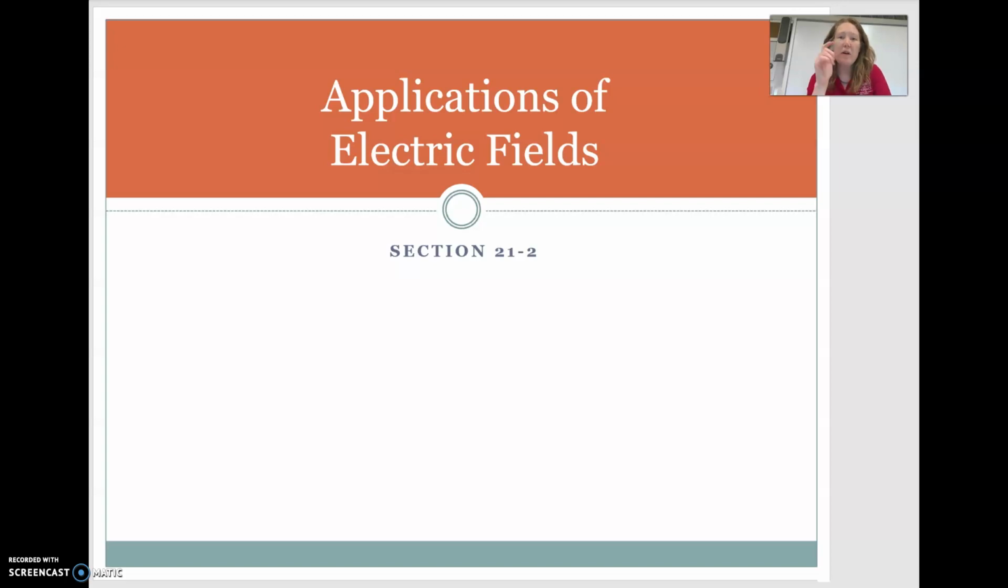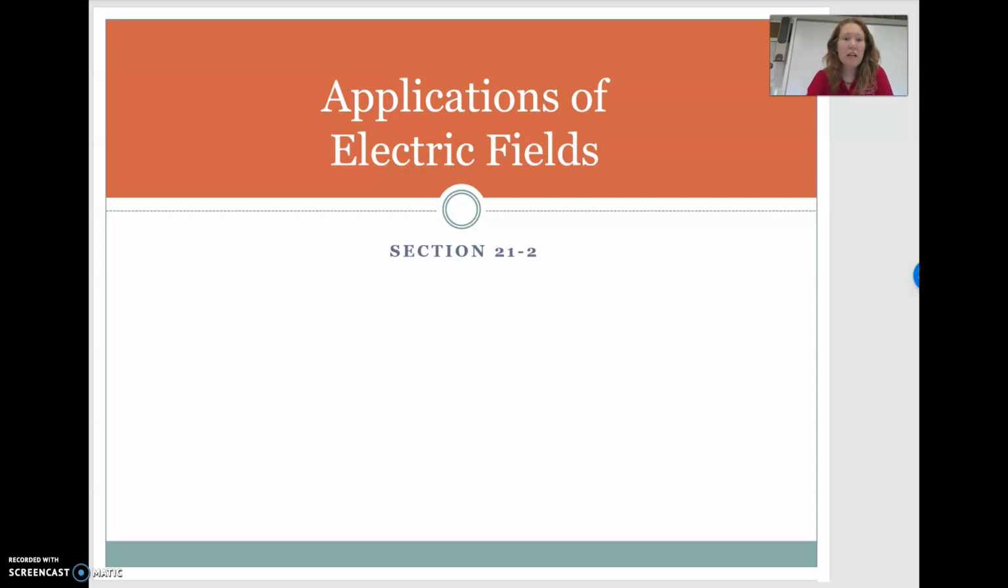Today's notes are about applications of electric fields, and this year we really skipped a lot about electric fields. But we can use what we know about Coulomb's law and work and potential energy to make this make sense when it comes to charges.